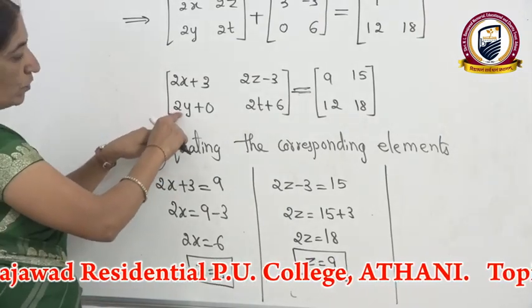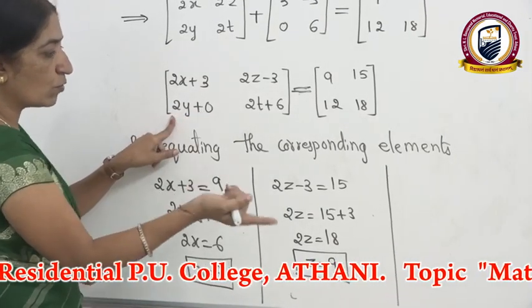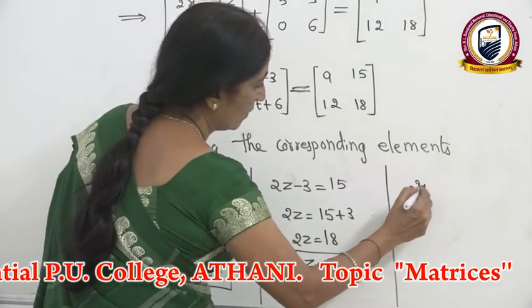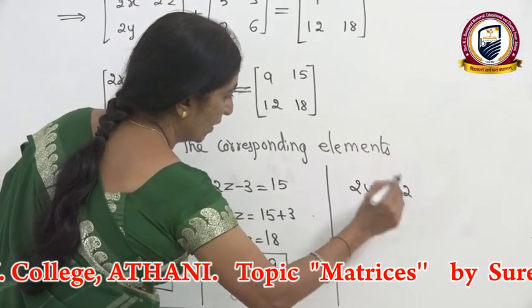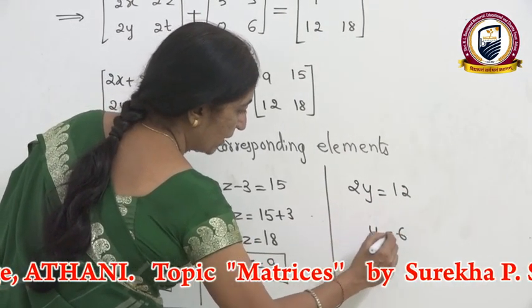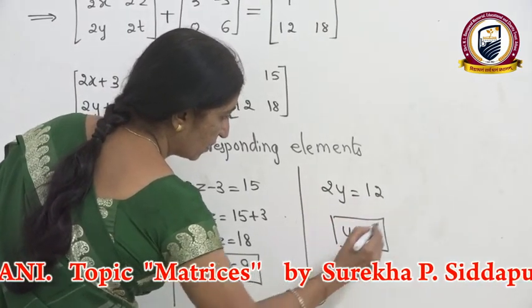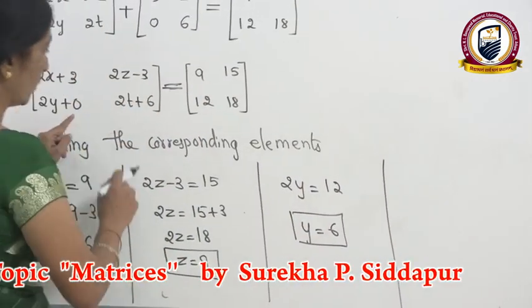So the next one, what is the next one? 2y plus 0 is what? 2y. Is equal to what? 12. What is y then? y is 6. Coming to the next one.